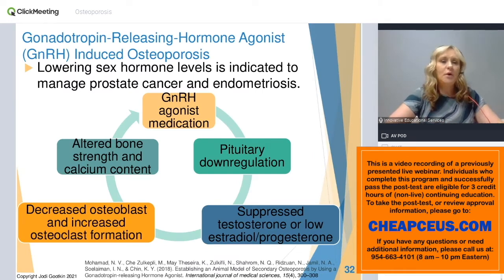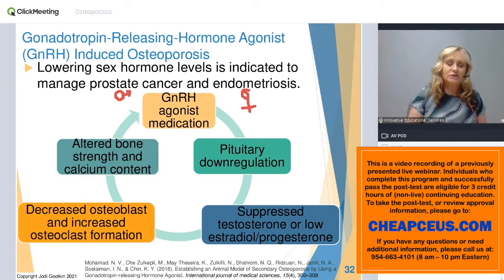Gonadotropin releasing hormone agonist induced osteoporosis. Stay with me. It's not as complicated as it may sound. When a male individual is presenting with prostate cancer, and when females are presenting with endometriosis, those conditions are related to hormone levels. What typically should be happening is that our hormone levels, we know, help control our bone integrity.